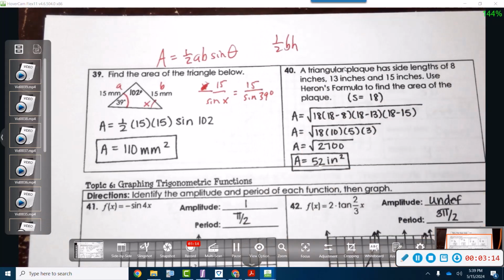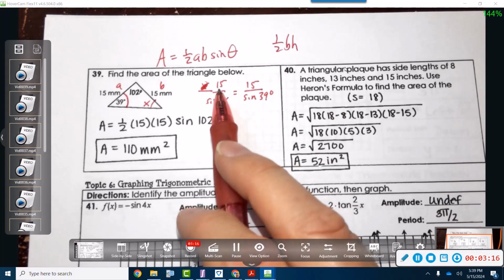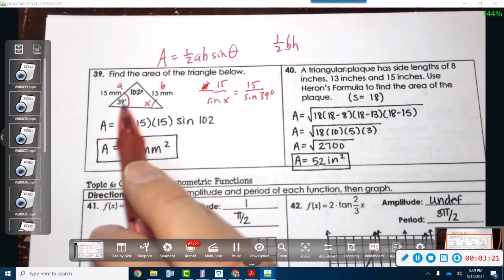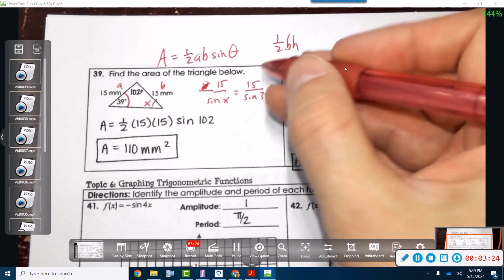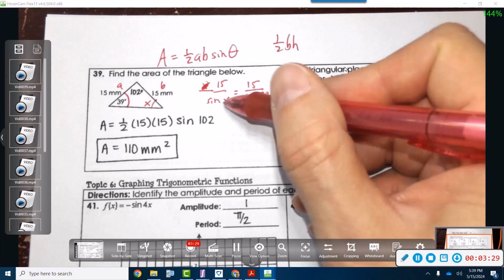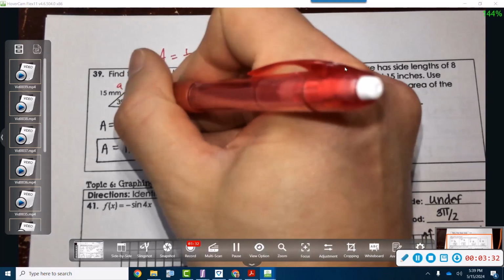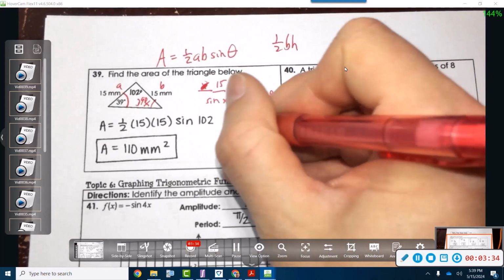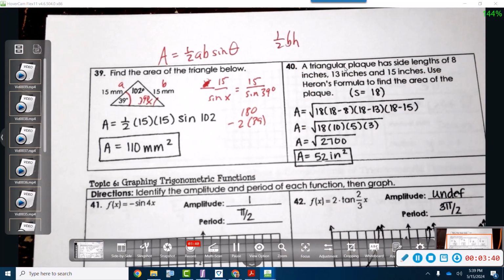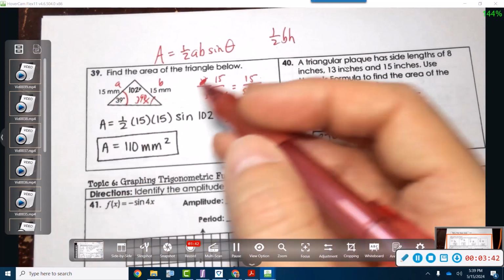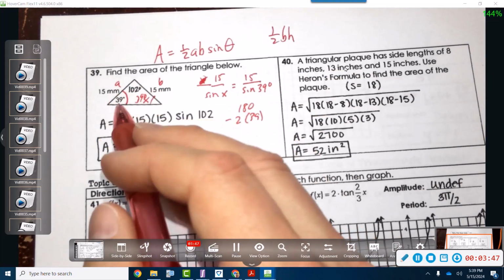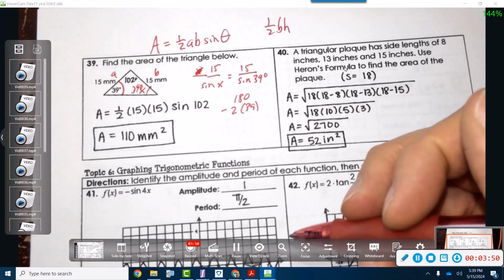If you notice, this is an isosceles triangle, so this has to be 39. You can actually see these two are equal, so they'd have to equal each other. So you've got 180 minus 2 times 39. That's how they get the 102. So isosceles triangle, and that's also another theorem: the legs of an isosceles triangle have equal base angles.